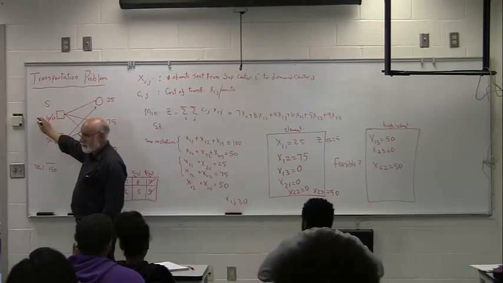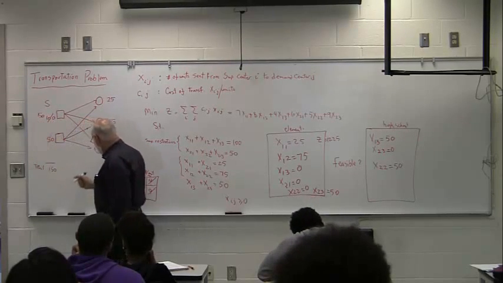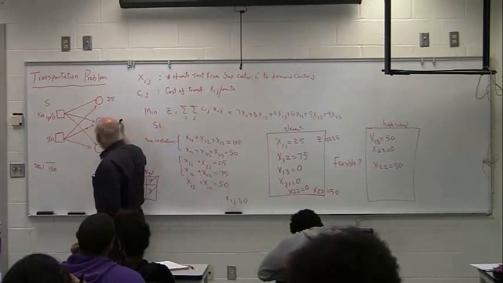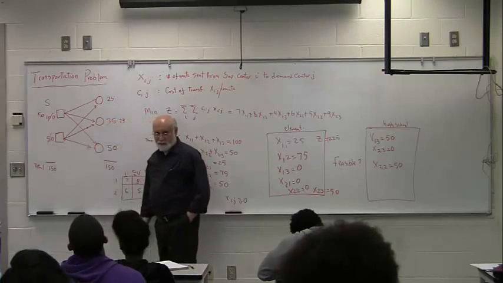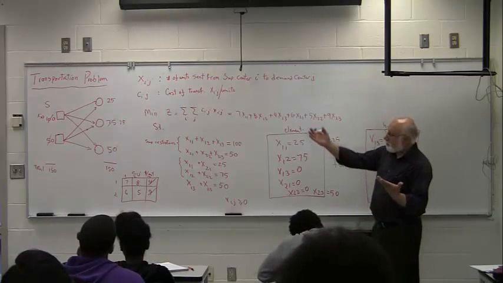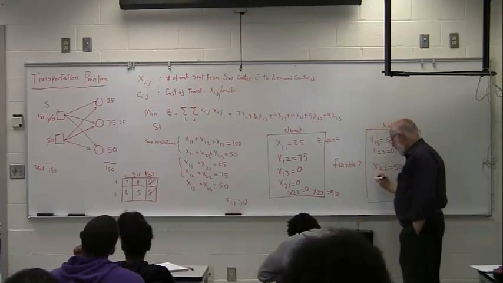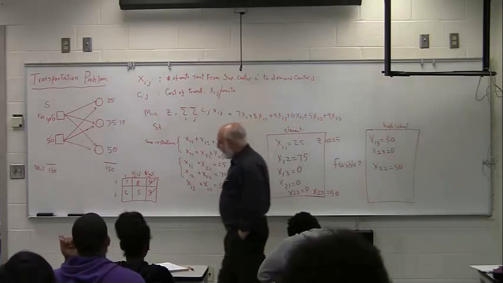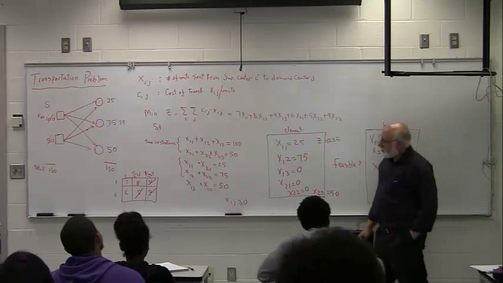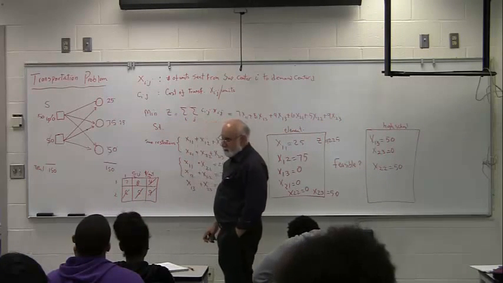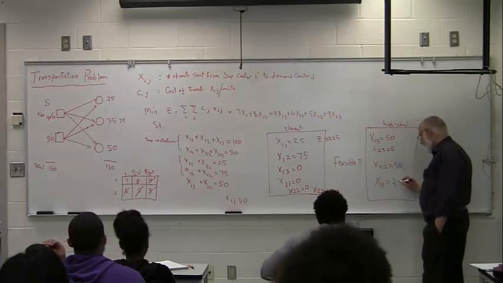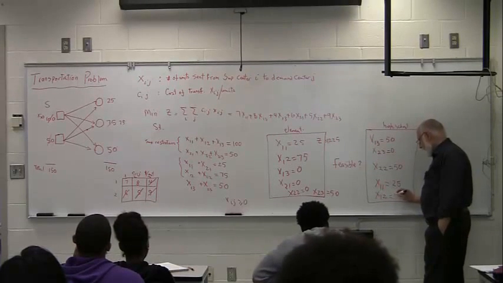How much is left here? 50 is left here. Why? Because I've already sent 50 in here. So now I'm sending 50 in here, so I have 25 still to satisfy. So what do I do? Two is also satisfied. I can't send anything from two. There are two left. So we do X1, 25, and X1, 25.